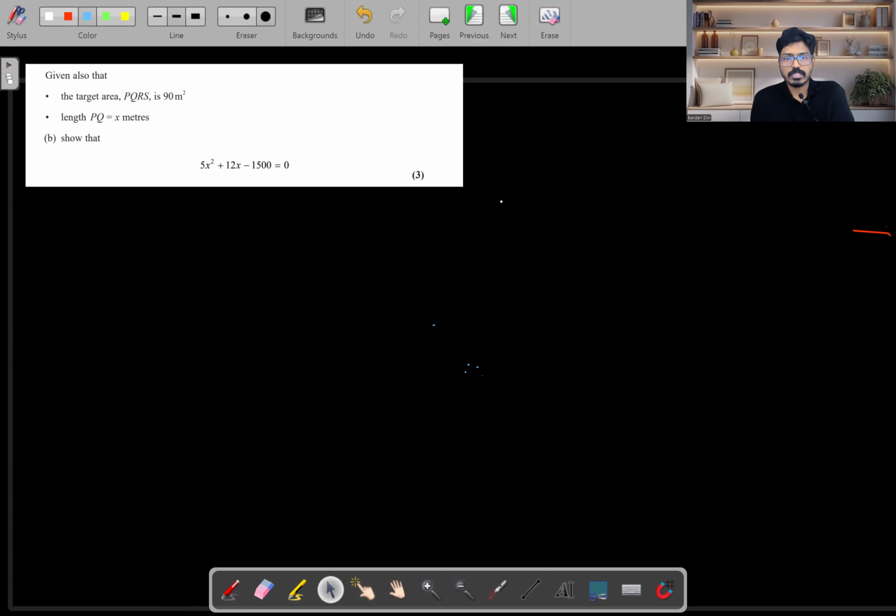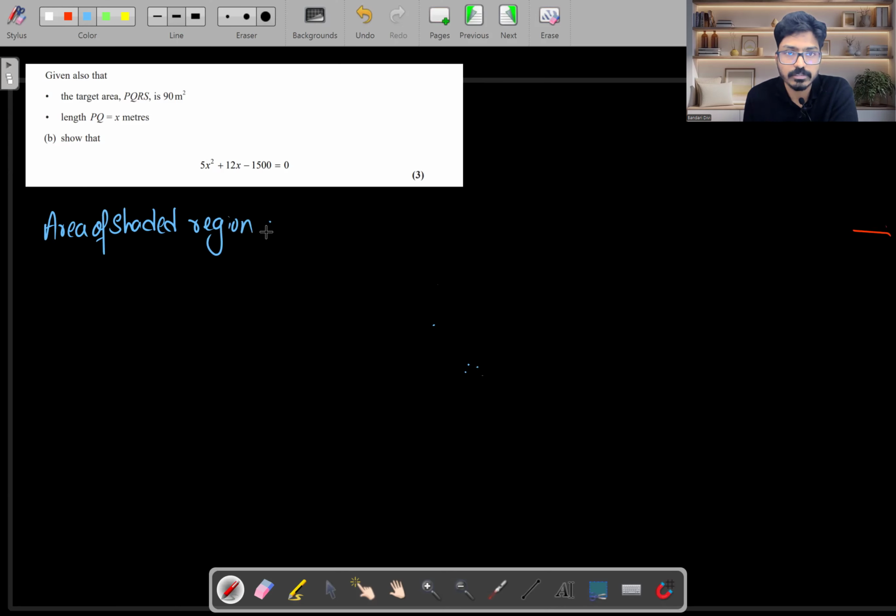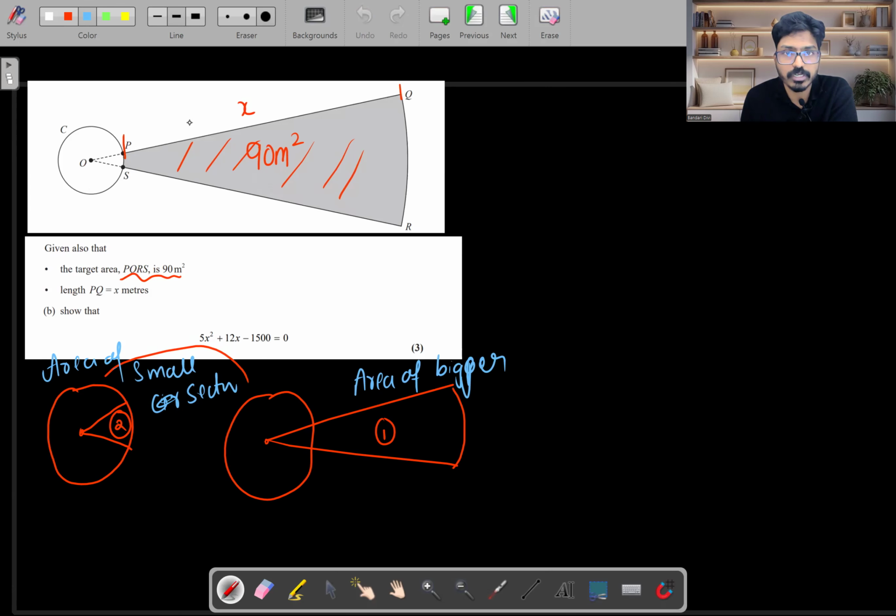So now what was our equation? The equation is the area of the bigger sector, minus the area of the shaded region, which is PQRS. If you want me to show the diagram, yes, I can quickly show you the area of the shaded region. Yes, you can see this is the area of the shaded region, which is PQRS.